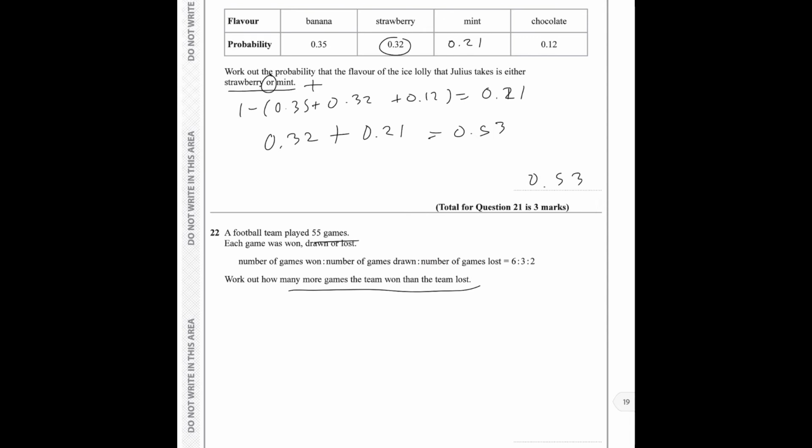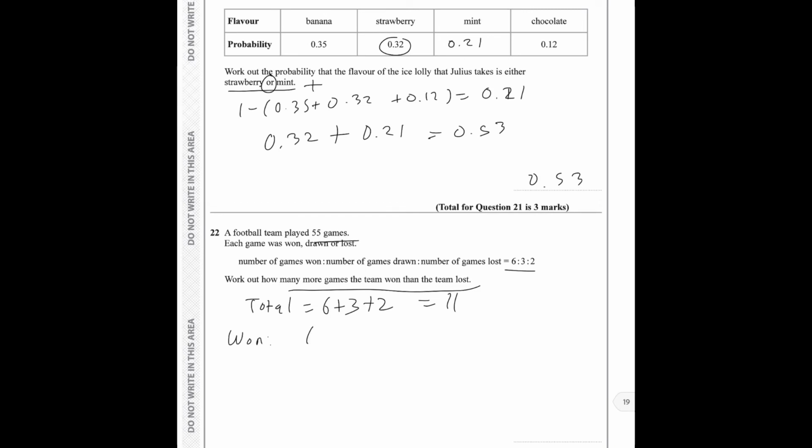Work out how many more games the team has won than lost. Okay, it's a pretty similar question. Each game was won, drawn, or lost. So we have to work out the number of games that are won. The total parts are 6 plus 3 plus 2, taken from this question. 6 plus 3 plus 2.